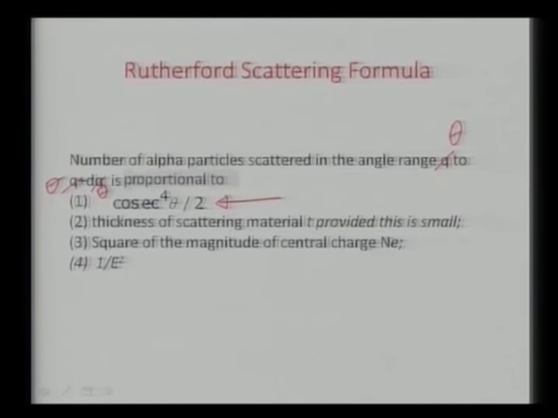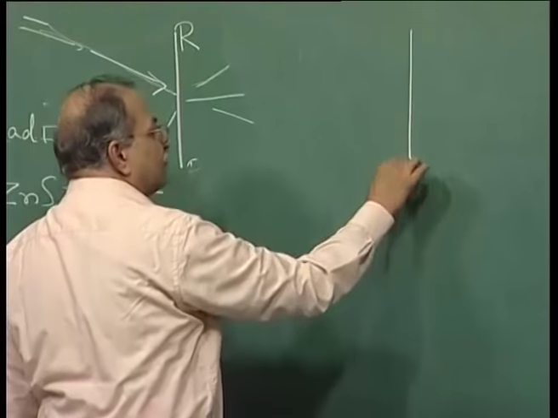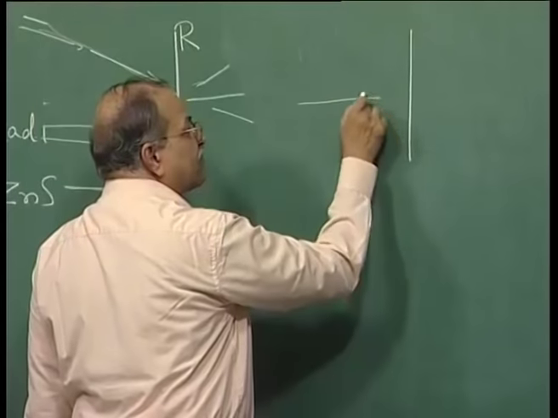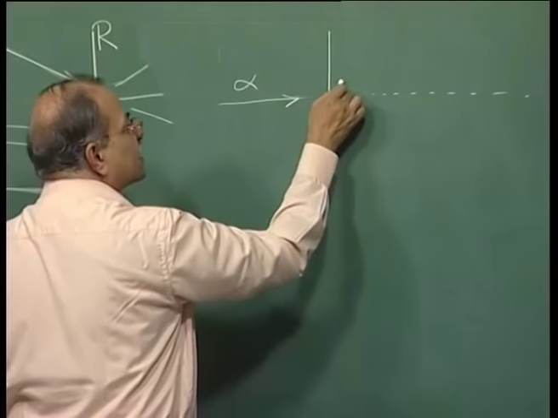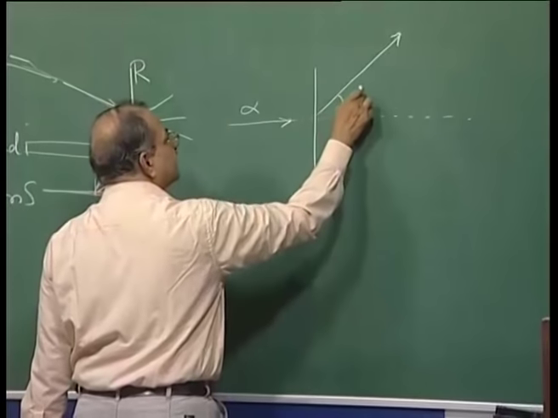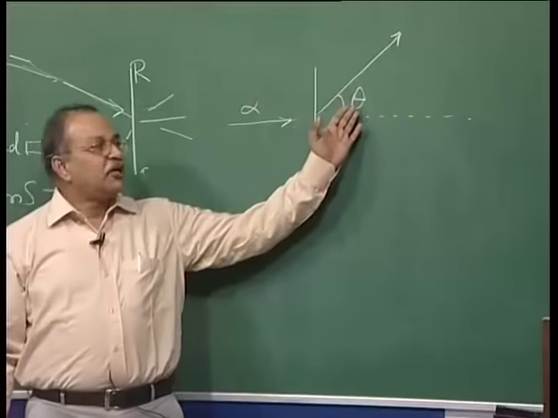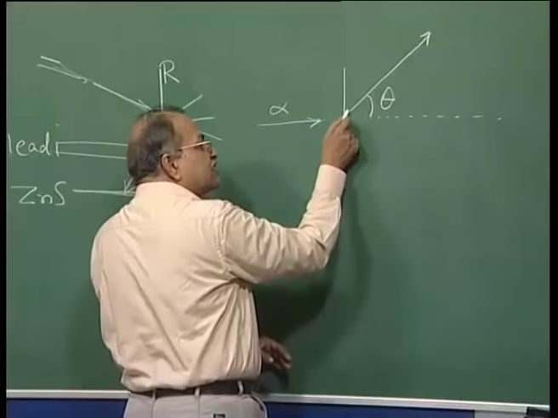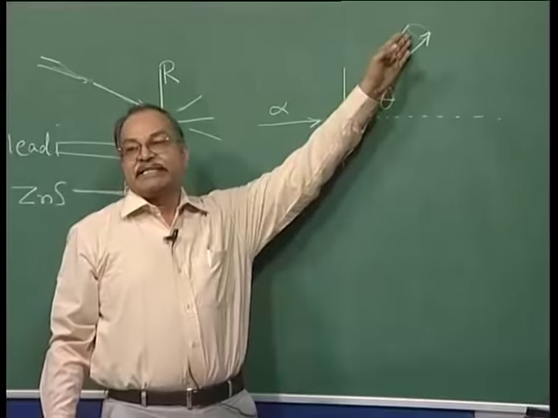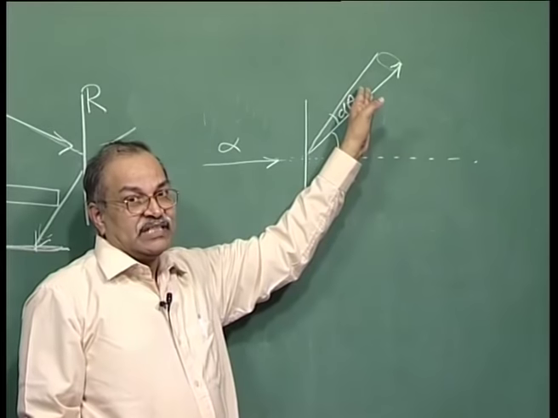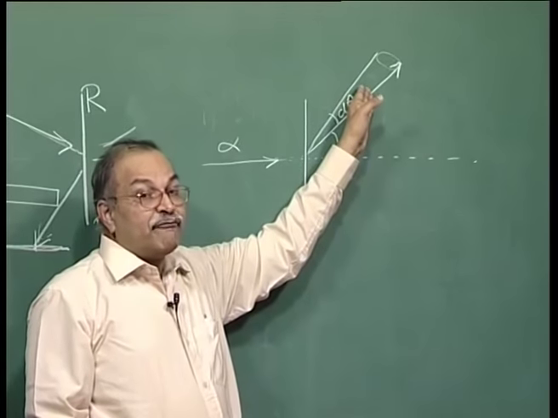Now, let me just explain a little bit more, what is this number? Number of alpha particles scattered in the angle range theta to theta plus d theta. That means, if I write it here on the board, if this is the metal foil and this is the direction in which alpha particle is incident, and if the alpha particle emerges in this direction at the end, then this angle is theta. And this is theta plus d theta, so this cone, how many particles are going in this direction, that is the number which he is looking for, and that number is proportional to cosec 4 theta by 2.